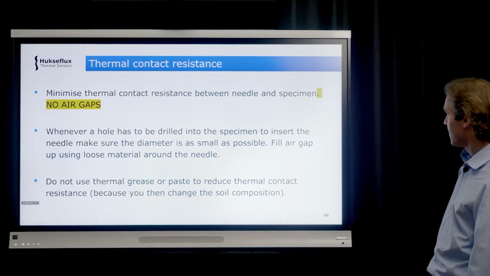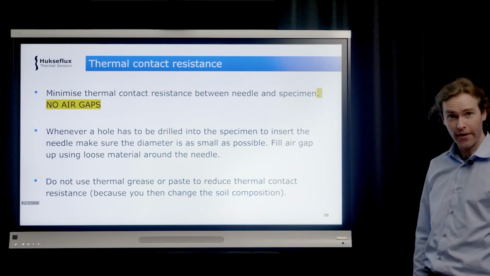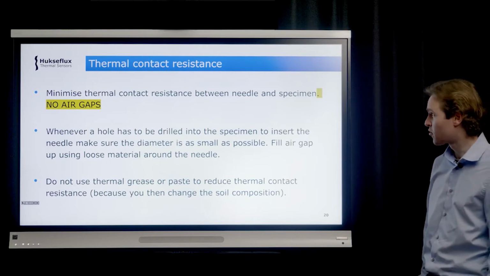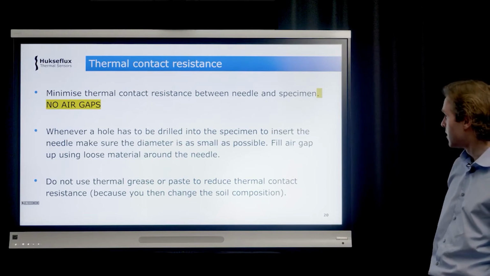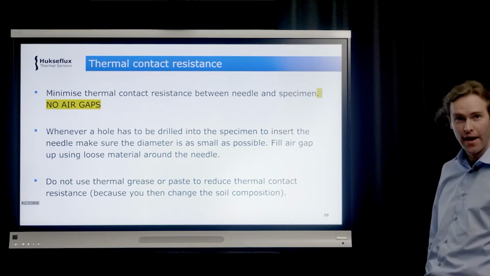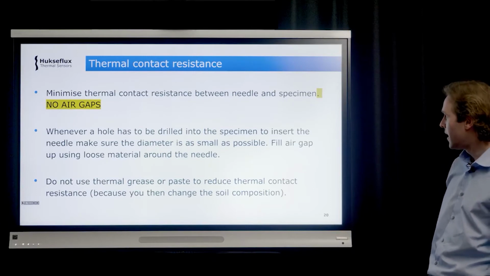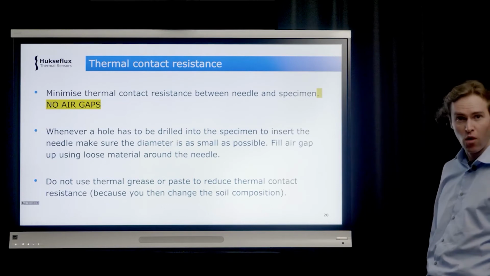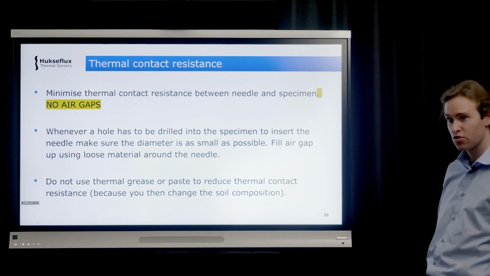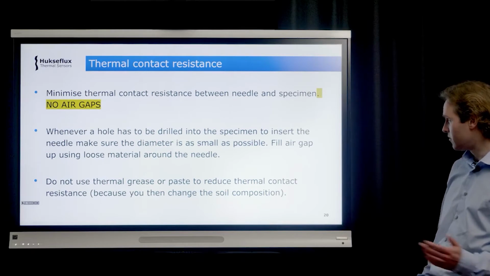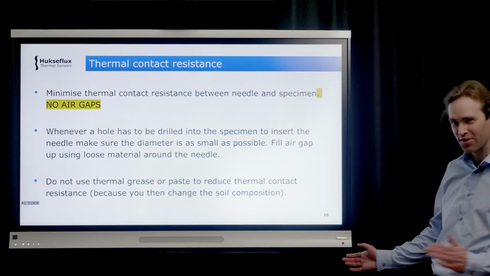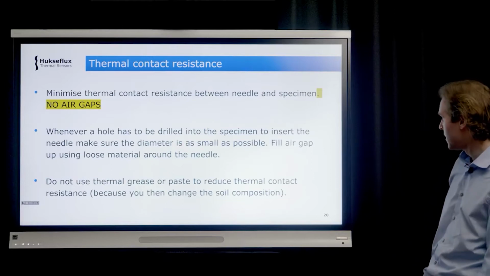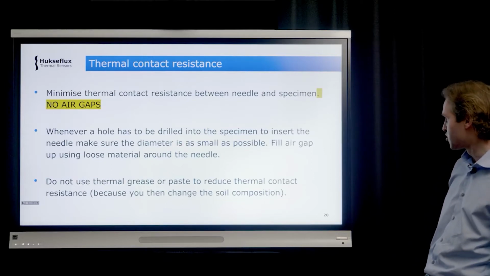Okay. Then the third thing to think about is thermal contact resistance. So you want the probe to be in good thermal contact with the material that you're trying to measure. So make sure that there is no air gap between the needle and the material. If you need to drill a hole into the specimen to insert the probe, then use some of the drilling leftovers to fill up the hole again. Make sure the diameter is small.